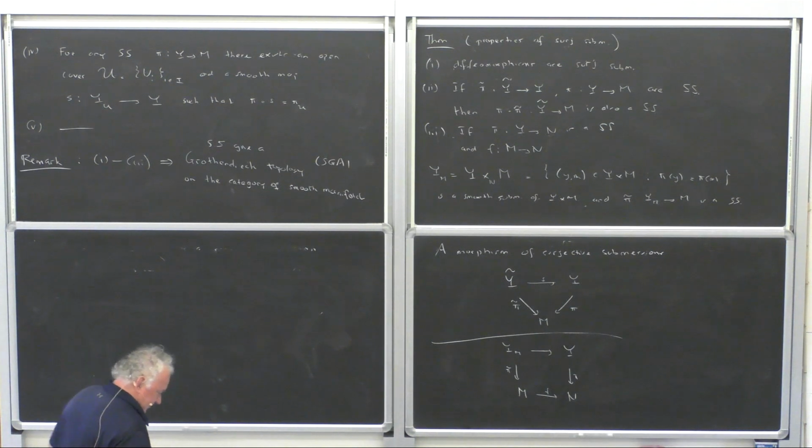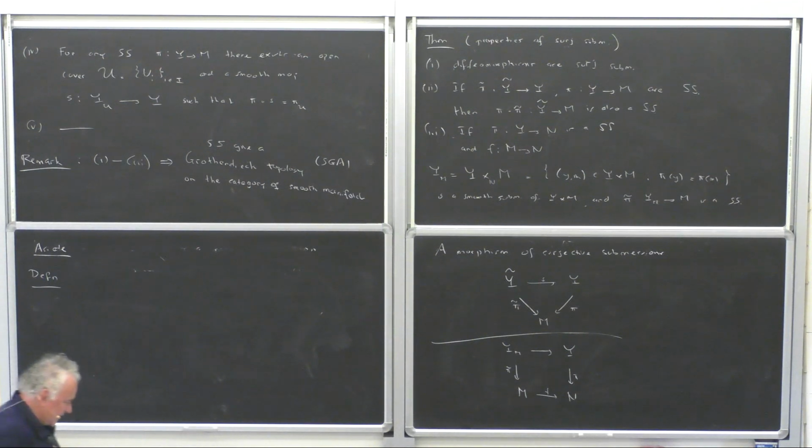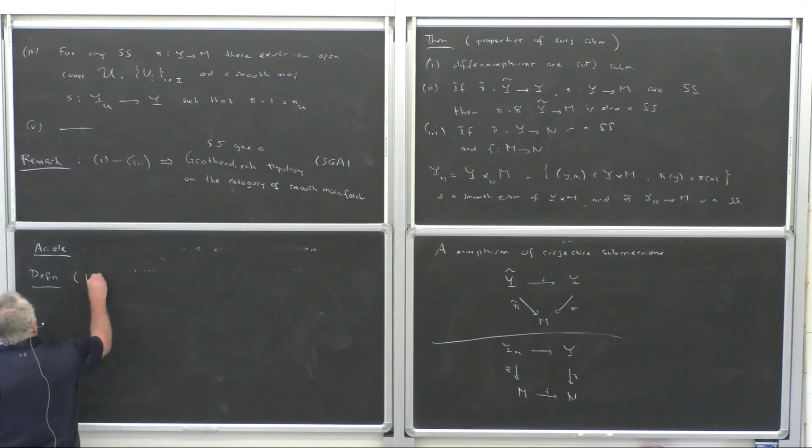As a little aside, I just want to warn you that most of the examples which I've given make it seem that these surjective submersions are the same as fibrations, or maybe locally trivial fibrations. But in fact, they're not. So I want to say, as a warning, what the definition of a locally trivial fibration is.